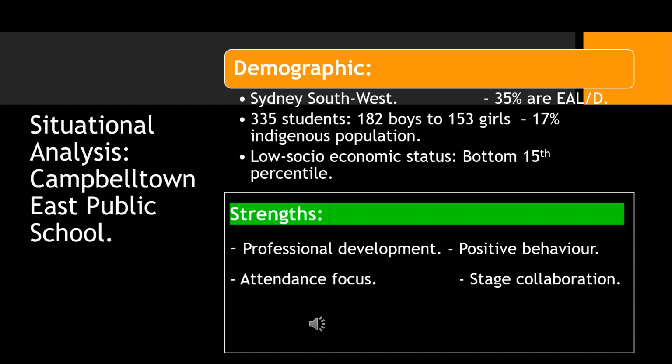This school is located in Sydney Southwest and consists of 335 students. The student ratio is 182 boys to 153 girls. The school is based in a low socioeconomic area and 84% of the students are socio-educationally disadvantaged, which means this school is in the ICSEA bottom 15th percentile. There are 35% of students from a non-English speaking background and 17% of students have an Indigenous background.